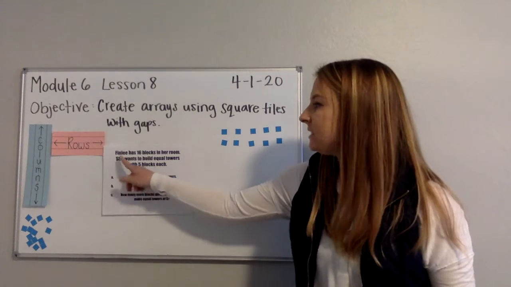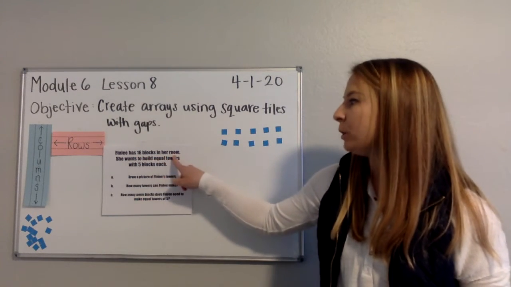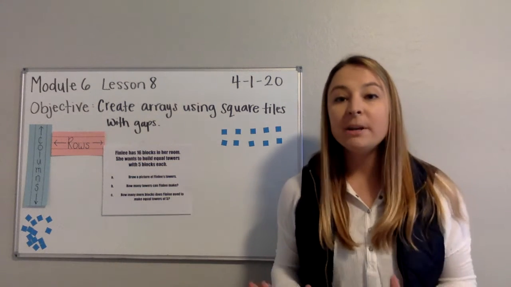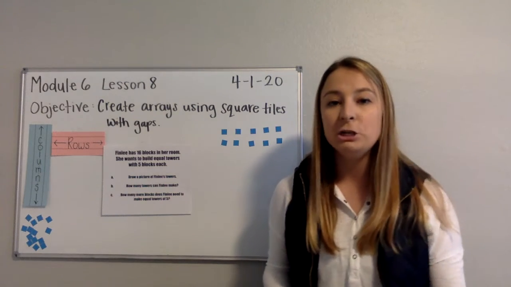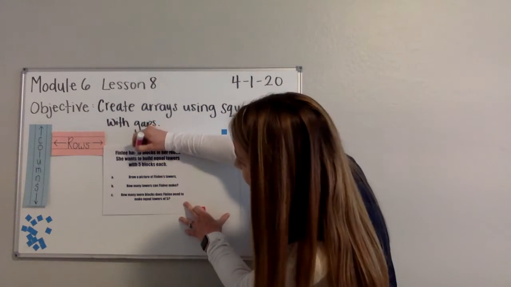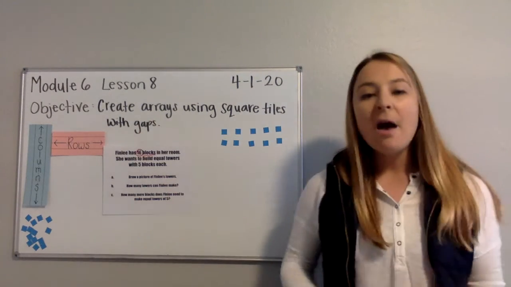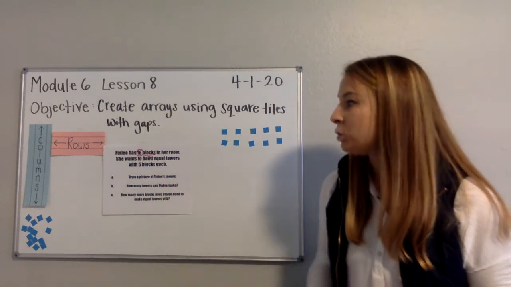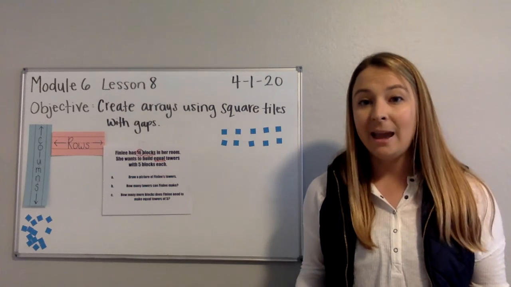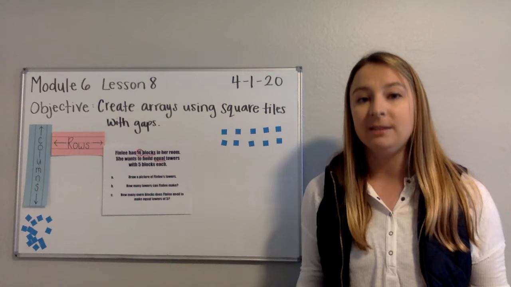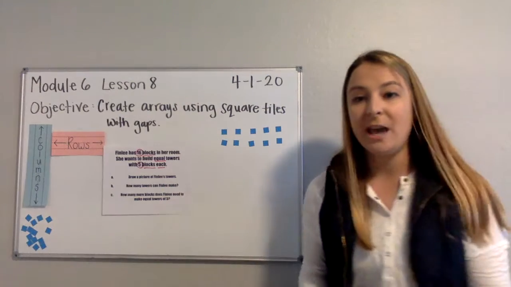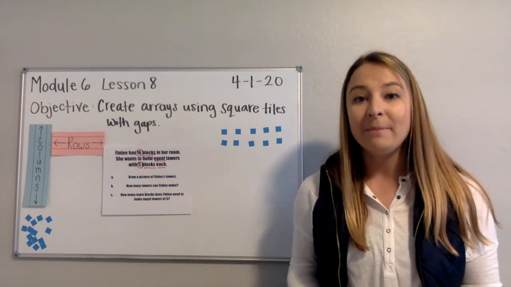Our word problem today says Finlee has 16 blocks in her room. She wants to build equal towers with 5 blocks each. I'm going to stop here because there's some important information I don't want to miss. First, I know the total number of blocks that Finlee has. She has 16 blocks. The other piece of information that I know is that she wants to build equal towers. And we know equal is one of those math words that means the same. Each tower will have the same amount of blocks in it. And she wants to have 5 blocks in each tower. Now I'm ready to move on to A, B, and C.